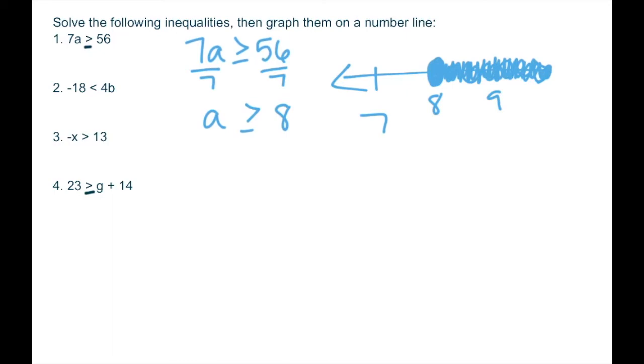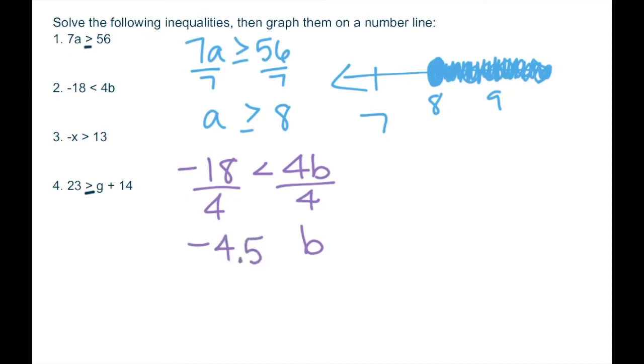Okay? Let's look at number 2. So number 2, I'm going to choose a different color, says negative 18 is less than 4b. Now, you may say, well, what do I do when the variable is on the opposite side from what I'm used to? Well, you still solve this the same way. We're still trying to undo this multiplication of 4b. So we want to take each side and divide by 4. Right? We're left on the right-hand side with b. Negative 18 divided by 4 is negative 4 5/10.